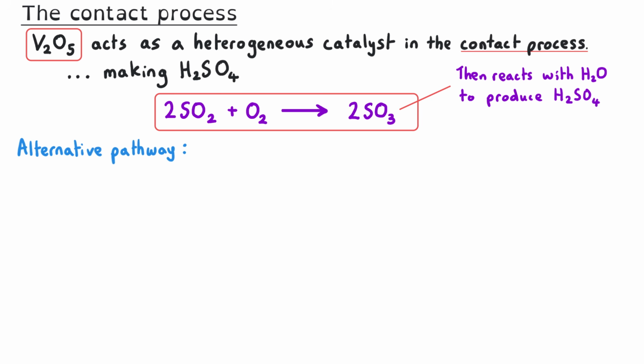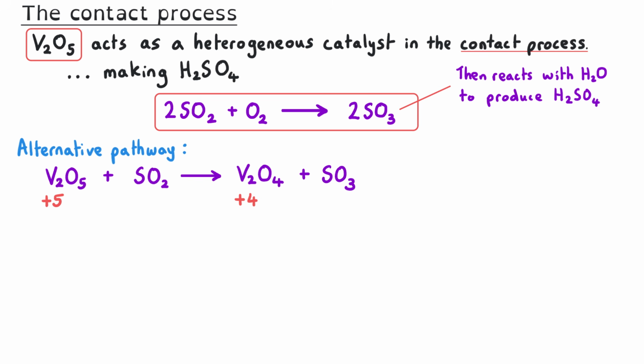You need to be able to explain, with the aid of equations, how this process works. Typically, for the examples that you need to remember, the catalyst reacts with one of the 2 reactants and produces an intermediate, and then this intermediate reacts with the second reactant. And that's what takes place here. First of all, the V2O5 reacts with the sulfur dioxide and produces V2O4 and sulfur trioxide.